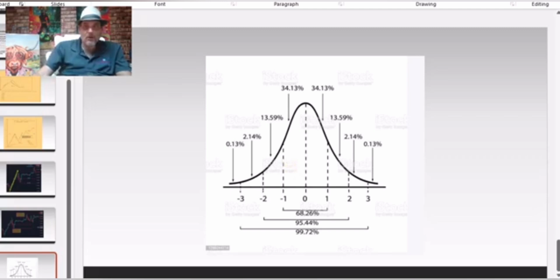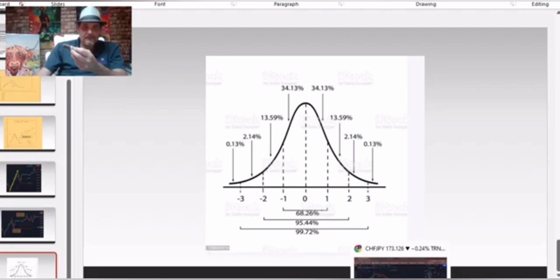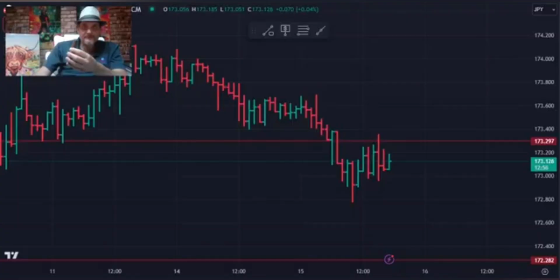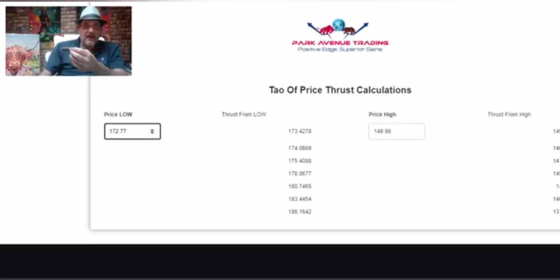And the mean is always like, I hate to quote Gann, vibrating. And price is vibrating. Now, the mean acts like a magnet, pulls price back, pulls price back. There's the old saying, everything moves back to the middle, but the middle is a moving target. So hence, I want to introduce you to good old Tau of price thrust calculator.